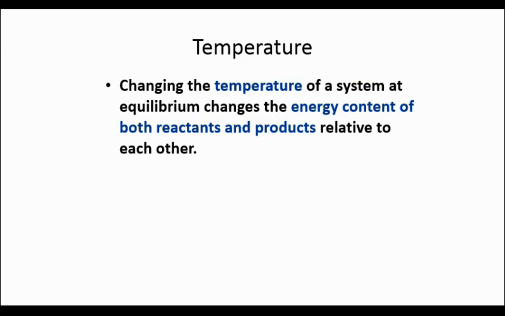In the previous slide, we already looked at how changes in concentration of the reactants will affect the equilibrium position of the system. Now let's look at factor number 2, the temperature, the changes of temperature. Firstly, let's look at the definition. Changing the temperature of a system at equilibrium will change the energy content of both reactants and products relative to each other. So what does it mean? We look at the next slide for the example.